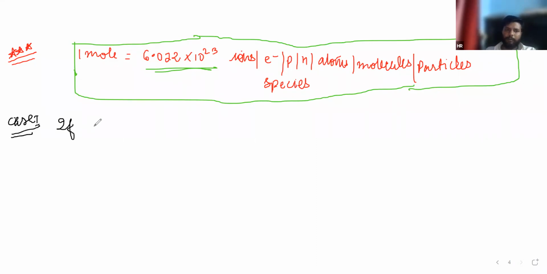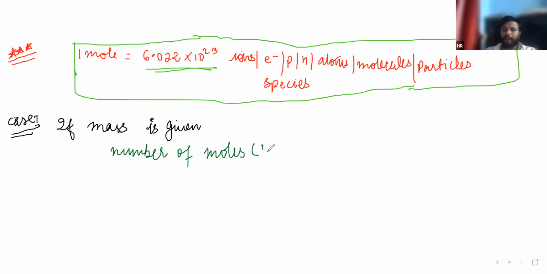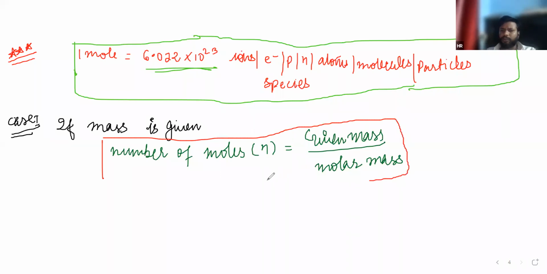If mass is given, number of moles, which we generally denote by n, is equal to given mass upon molar mass. You know how to calculate molar mass, okay? And given mass will be given in the question, so it should be easy for you. Number of moles is equal to given mass upon molar mass.